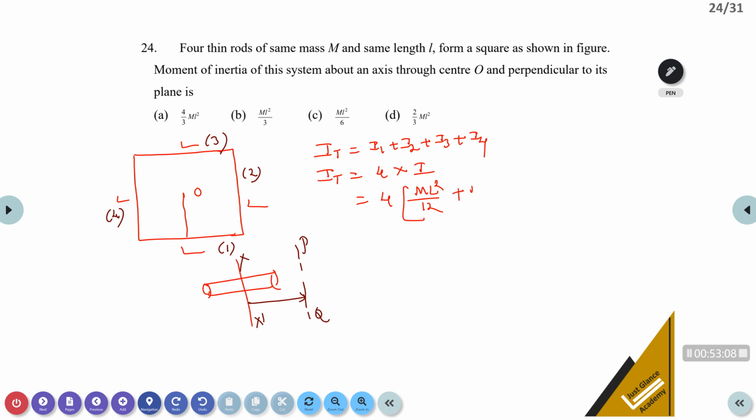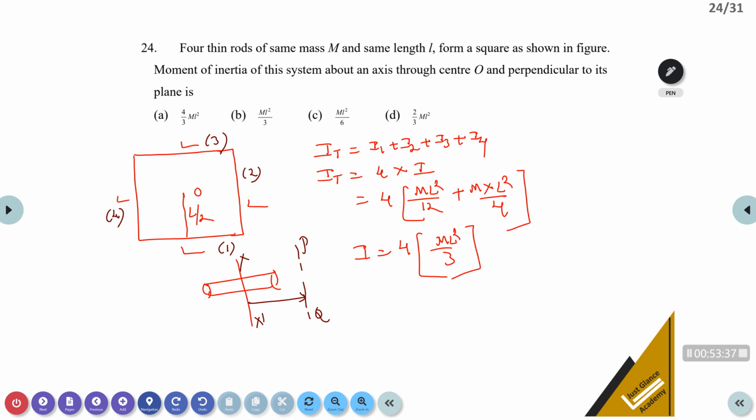Then plus m into L by 2. This length is L by 2. The distance squared becomes L square by 4. This becomes I equals 4 into, mL square by 12 plus this one, LCM, it is mL square by 3, I think.